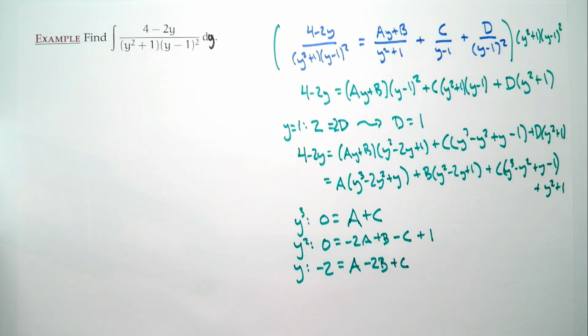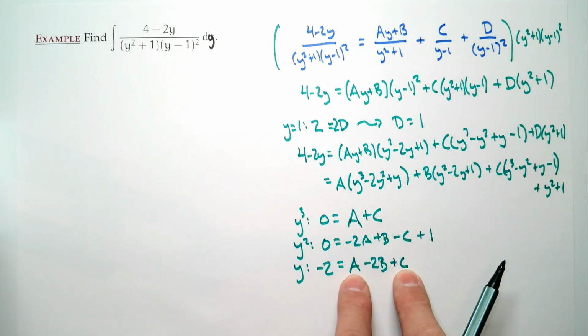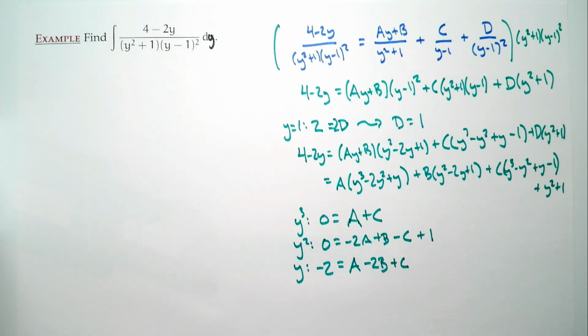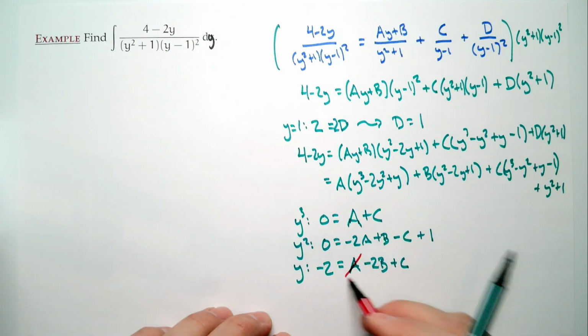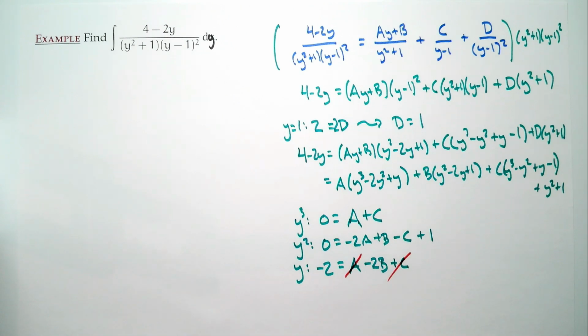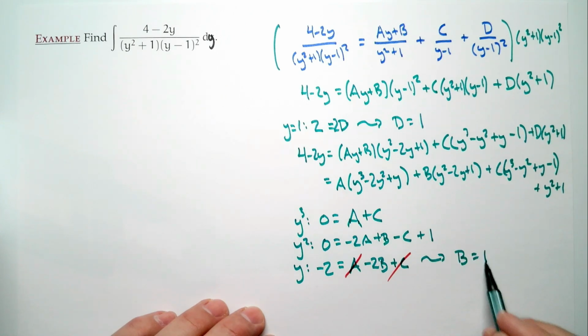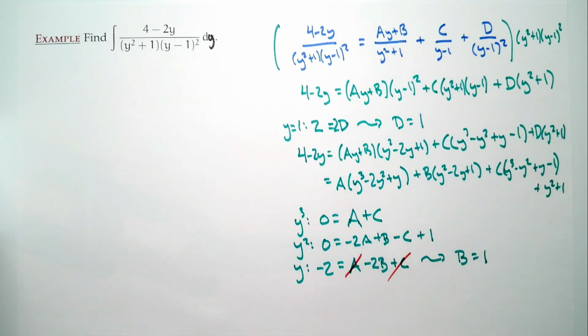Now let's pause for a second. What do you notice about this one? I see a plus c. What do I know about a plus c? I know a plus c equals 0. Oh, this is cool. So that means I can cancel that, I can cancel that. What do we know now about b? It says b is 1. Cool, cool.